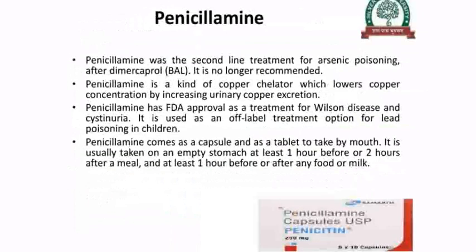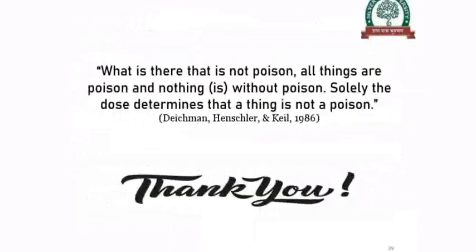Penicillamine is the second line of treatment, but it is not much in use now. It is a kind of copper chelator and will chelate with copper. Penicillamine has FDA approval for Wilson disease and cystinuria, and it is used as an off-label treatment for lead poisoning in children. It comes as an oral capsule or tablet, which is to be taken by mouth on an empty stomach. So these are all the details on antidotes.